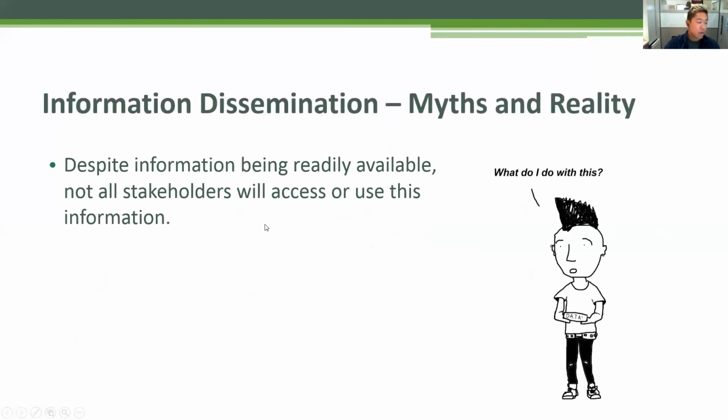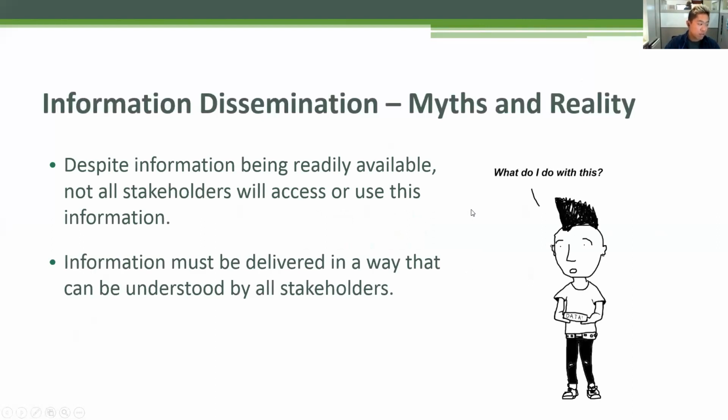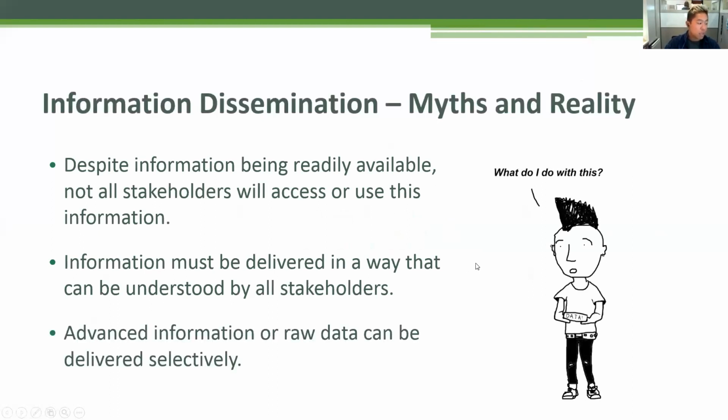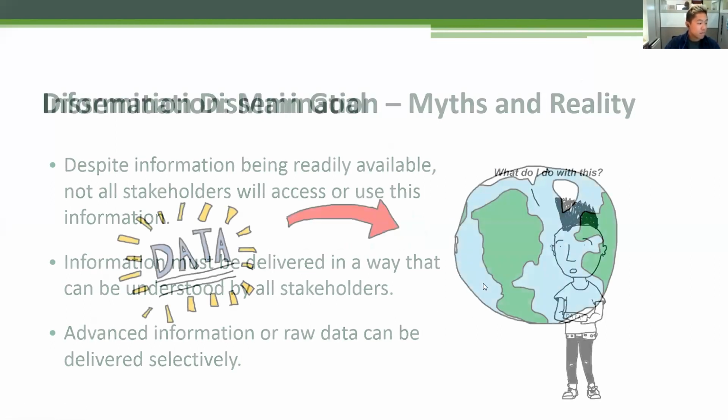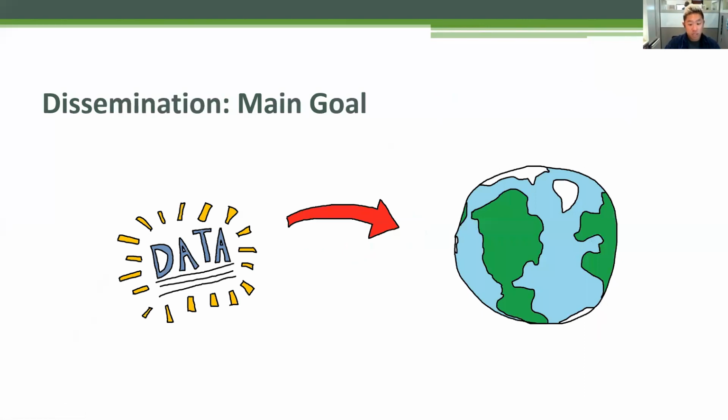So just going back over these two points, despite information being readily available, not all stakeholders will access or use this information. Information must be delivered in a way that can be understood by all stakeholders. And advanced information or raw data can be delivered selectively. So the main goal of dissemination is getting your data information out to the world.